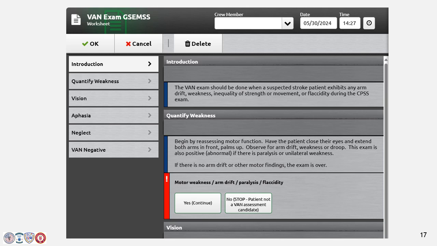And if the arm weakness or arm drift parameter is any of the abnormal findings, then this VAN exam worksheet will be required. VAN exam doesn't really fit in ImageTrend very well. You can't get into the parameters. There's a possible workaround that I'm working on, but for now we're going to use this. And this is also just a sort of top to bottom re-explanation of what a VAN is. So suspected stroke patient, begin by reassessing the motor function. If they have arm drift or weakness or paralysis or flaccidity, new onset, then you continue with the exam. If they don't, then this is full stop, do not continue.